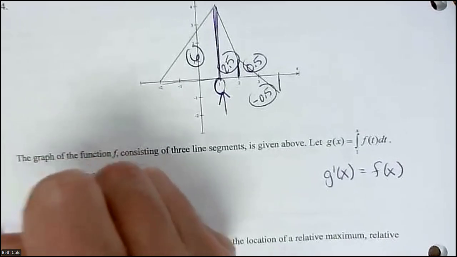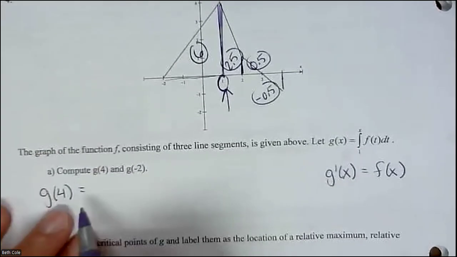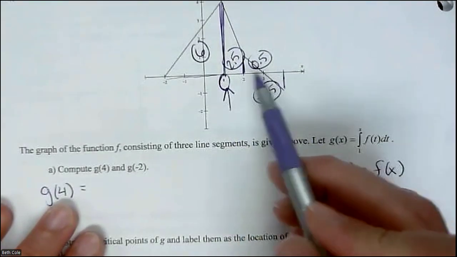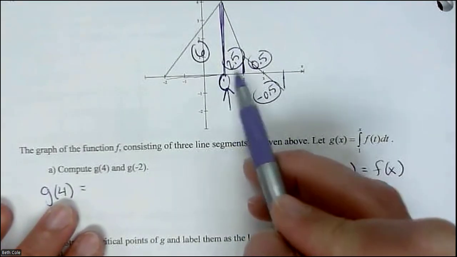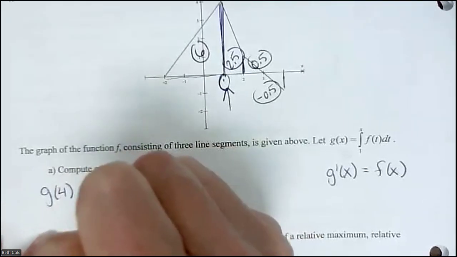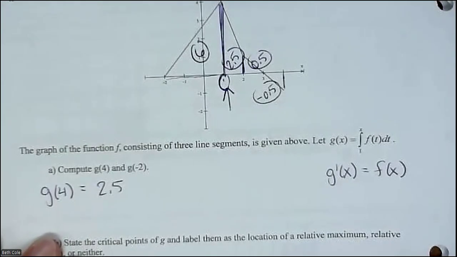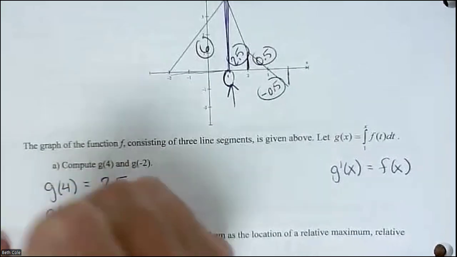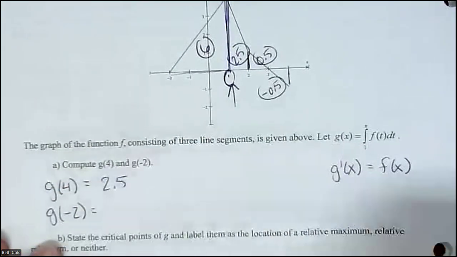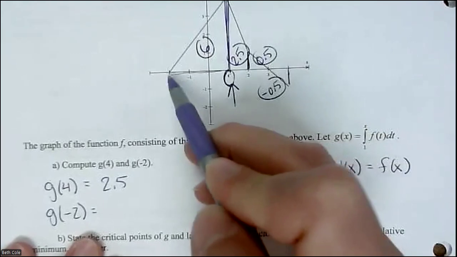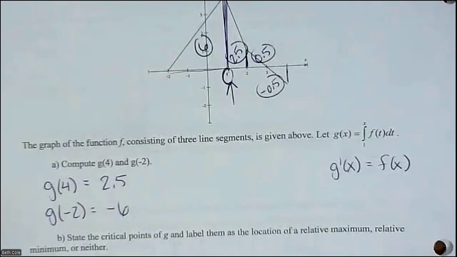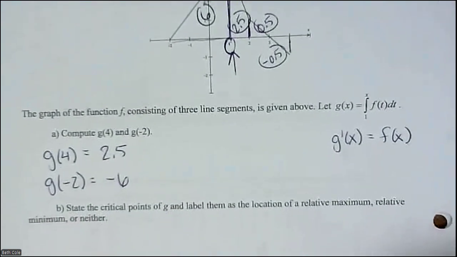All right, so compute G of 4 and G of -2. For 4, we're going to accumulate from 1 to 4. So from here to here, what do y'all think? 2.5. The positive 0.5 and the negative 0.5 cancel out. All right, and then G of -2, you're going to go from 1 to -2, -6, because you went backwards. Good job. Cool, we got through that one.